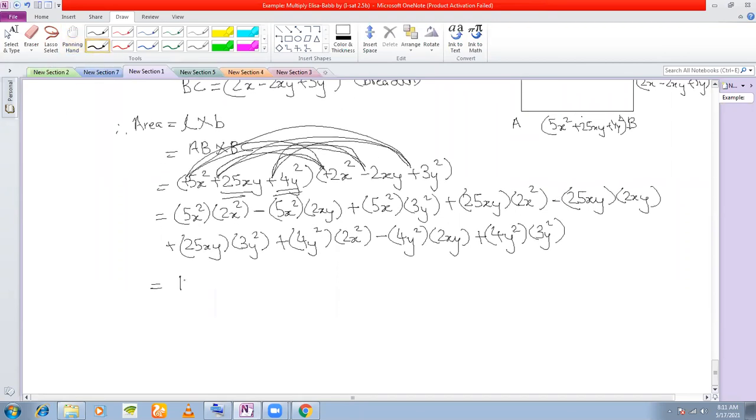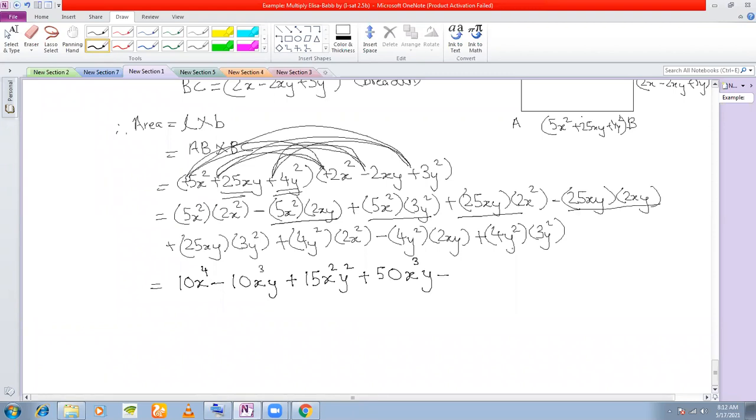So 5 into 2 will give you 10, and x square into x square will give you x to the power of 4. In this term you have 5 into 2, which is again 10. X square into x will give you x cube, and you have a single y there, x cube y. Again, in this term, you have plus 5 into 3 is 15. X square into y square will give you x square y square. This term, 25 into 2 will give you 50. x into x square will give you x cube, and you have a single y.